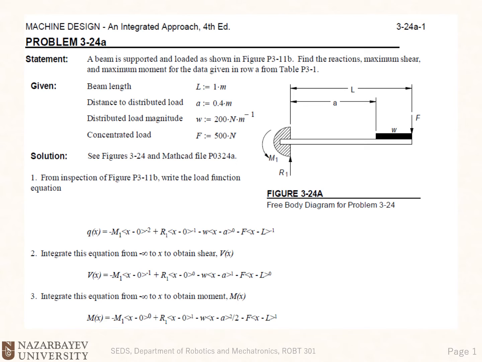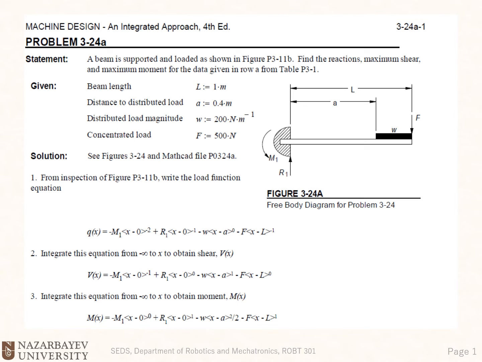Now we have V. We need to get a second integral to find the M function. You see that this one is easy because the power is minus 1. We just need to increase the power. This one is 0. We need to just increase the power. This one is like a regular function.